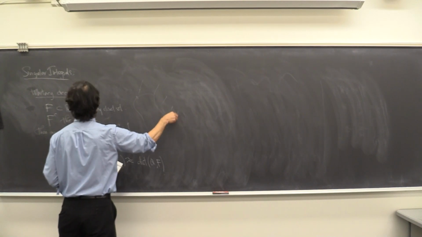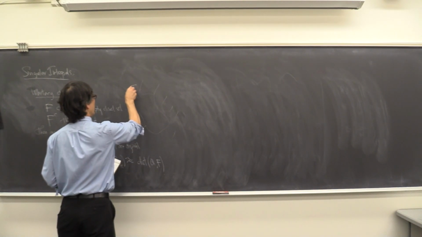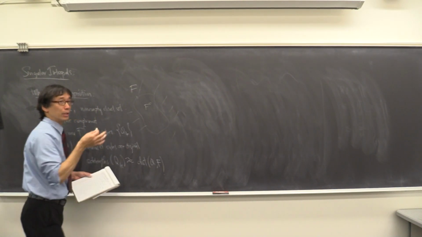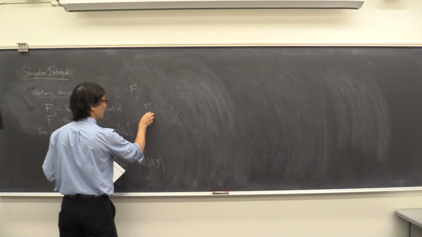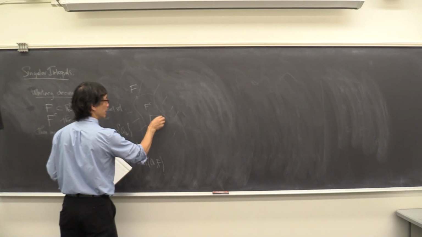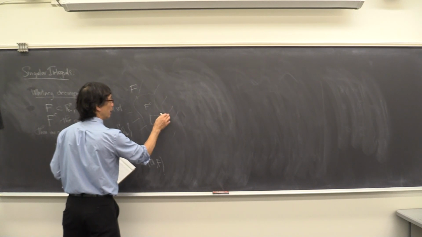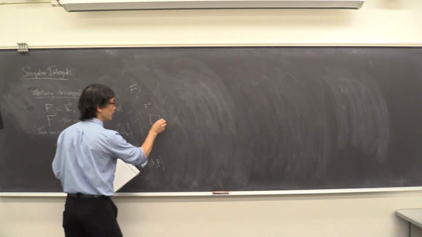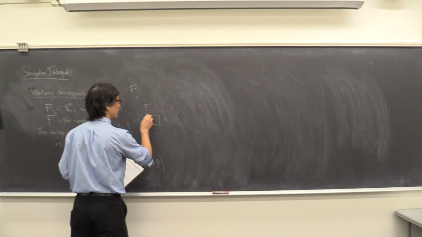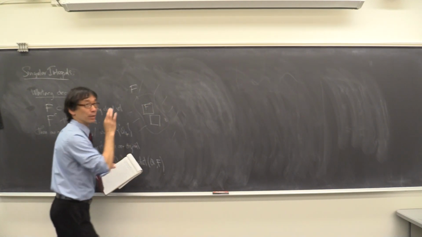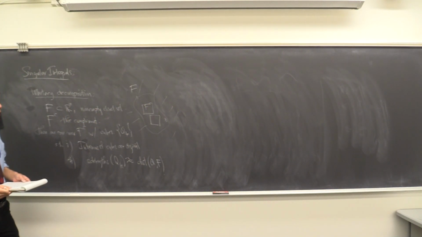Like you have F and you have F complement, and then you can cover F complement with cubes where the size of the cube basically depends on how far it is from the edge. So the cubes closer to the edge are smaller. The cubes farther away from the edge are bigger. Okay. So that's the original Whitney decomposition.